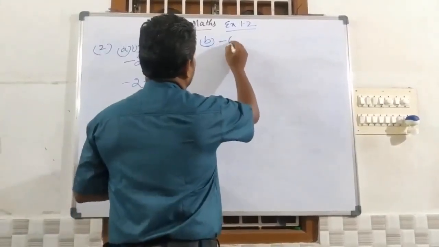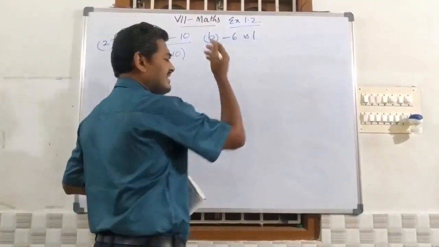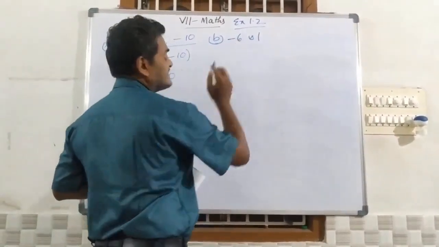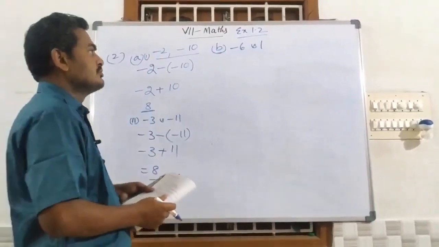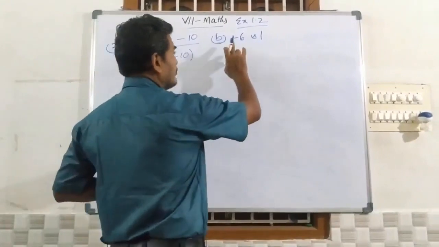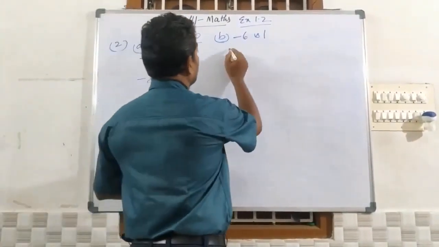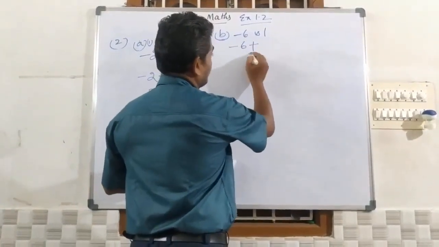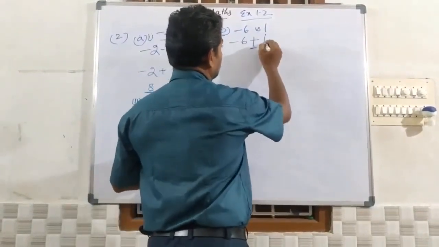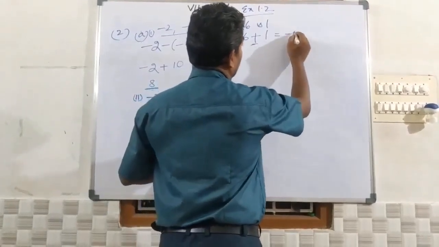For example, minus 6 and 1. If you take any numbers, the pair should be: the first one is negative and the second number is positive. What is the condition here? The sum of negative and positive should give the result minus 5. So minus 6 plus 1, different symbols means we can subtract, minus 5.